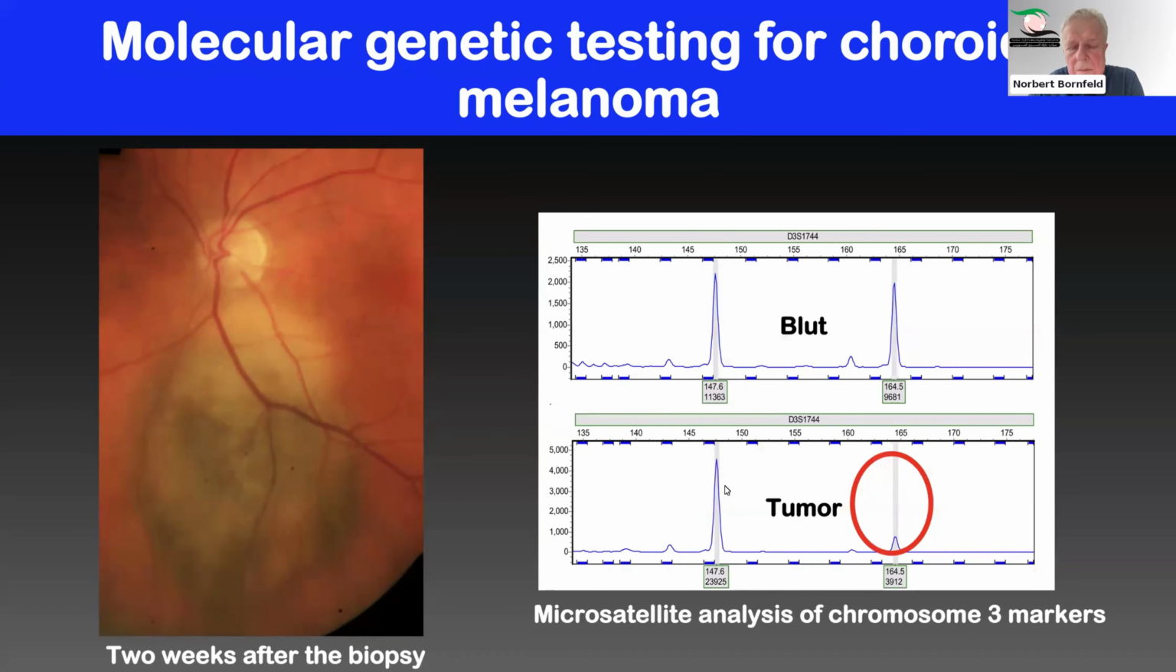But if you look at the genetics of the tumor, there's monosomy 3. The upper graph is from the blood and shows 2 peaks for the 2 chromosomes 3, and the tumor sample shows that 1 chromosome 3 is missing, so it's monosomy 3. So this small, clinically inapparent tumor or not-yet-tumor has a high risk of metastasis and should be treated, of course.